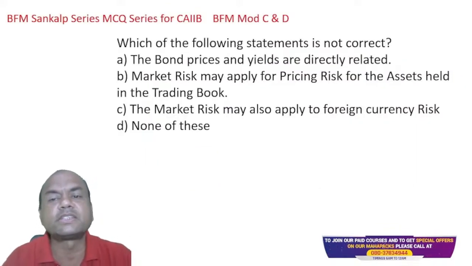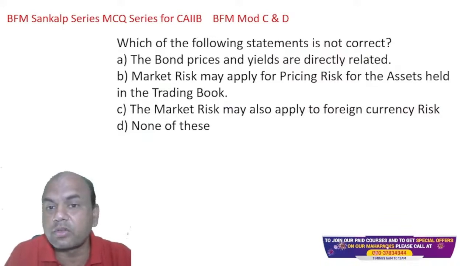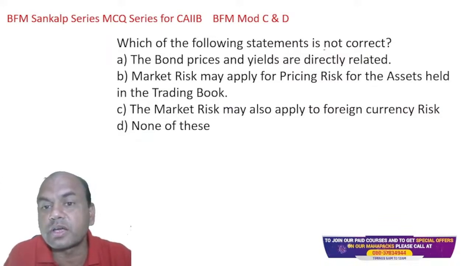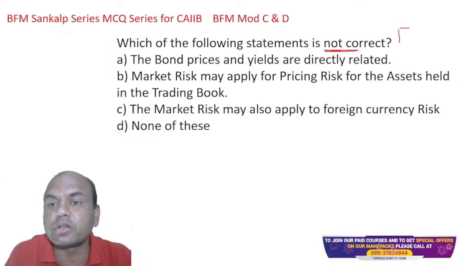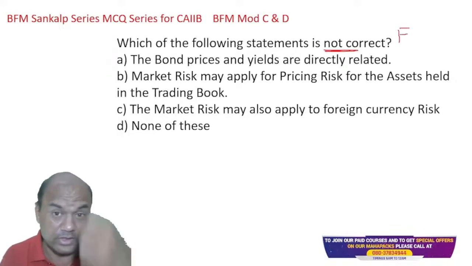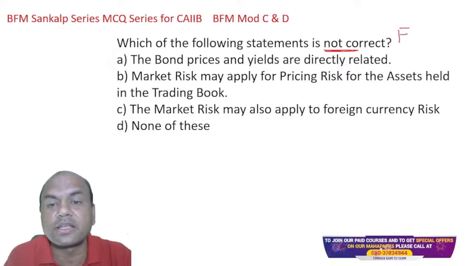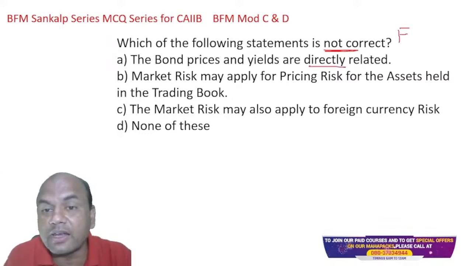Which of the following statements are not correct? Here, always focus on the question. Do they want correct or not correct, true or false, whatever. Okay. So here, they want false. Now focus on false. The bond prices and the yields are directly related. Directly.